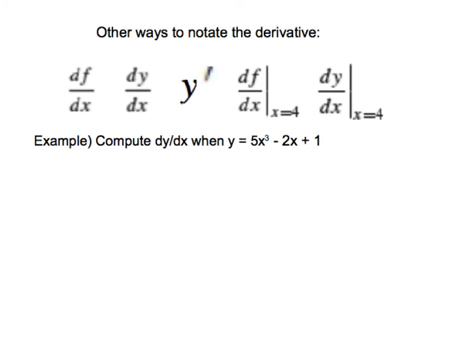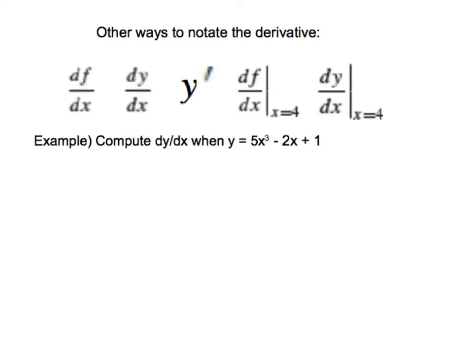Moving on. So other ways to notate the derivative, and I think if there's one thing that gets confusing, especially early on, is the notation. If we don't pay attention and understand that all of these things are essentially saying the same thing, depending on the format that we're in, then it's going to get quite confusing.